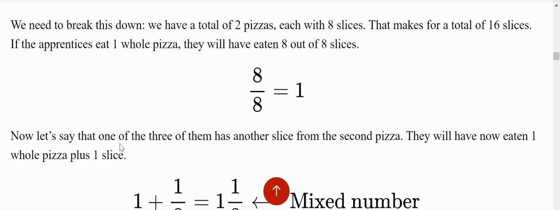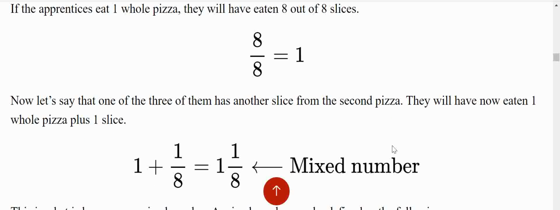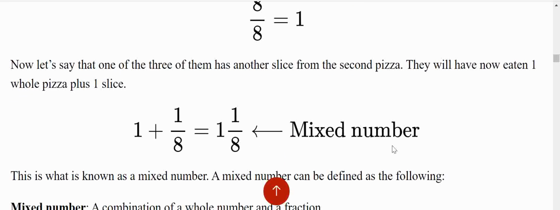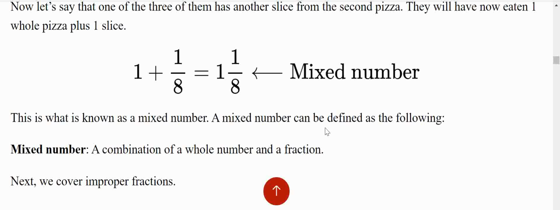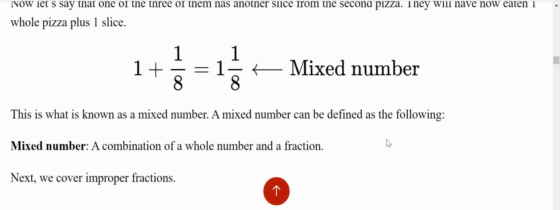Now let's say that one of the 3 of them has another slice from the second pizza. They will have now eaten one whole pizza plus one slice. That's 1 plus 1 over 8 equals 1 and 1/8. This is our mixed number. This is what is known as a mixed number. A mixed number can be defined as the following. Here, a mixed number, a combination of a whole number and a fraction.